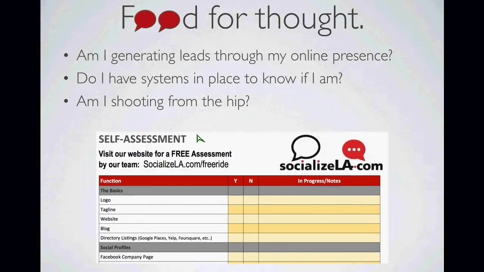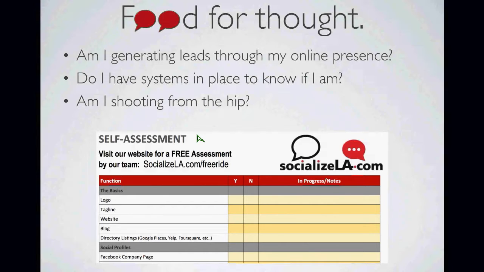You're probably thinking, this is great, Margaret. I want to make new friends. I want to engage with my community. I want people to like me. But honestly, I need to know what this is going to do for my bottom line, because you even talked about creating a budget. So now you're even talking about, this is going to not only cost me time, it's going to cost me finance. So am I generating leads through my online presence? You need to ask yourself that.